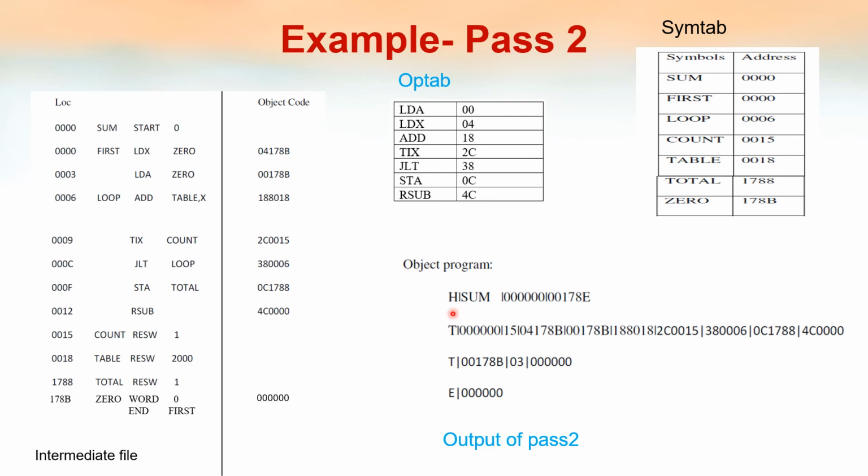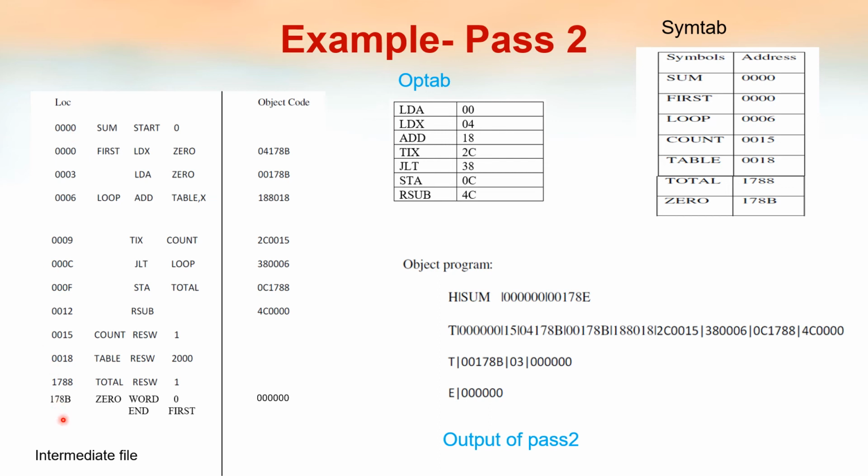The header record will have the letter H, then program name, starting address, then length of the program. Length of the program means the last value of the location counter minus the starting address. That will give the length of the program. So here it is 178B in this address, ZERO WORD 0. This instruction will take a word. WORD means it will take 3 bytes. So 178B plus 3 will be 178E. The last address is 178E. So 178E minus the starting address 000.